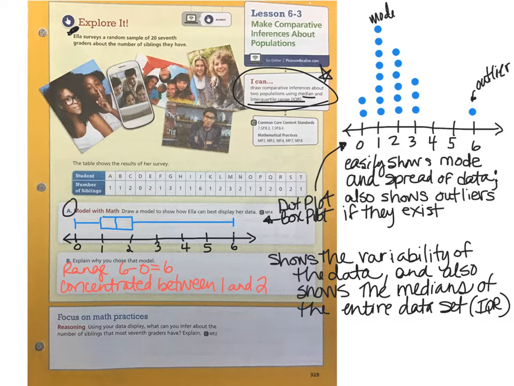In this case, the box plot also shows the variability of the data and also shows the median of that entire data set. Remember, that's what we call the interquartile range. That's where we see the median of the entire data set. In this case, it's set at 1.5. So that's the midline here of that blue box. And then we also have the first quartile median, which is a 1, and the third quartile median, which is 2.